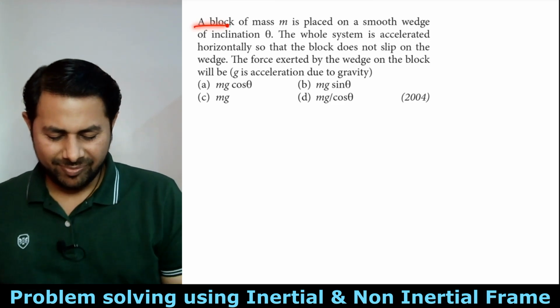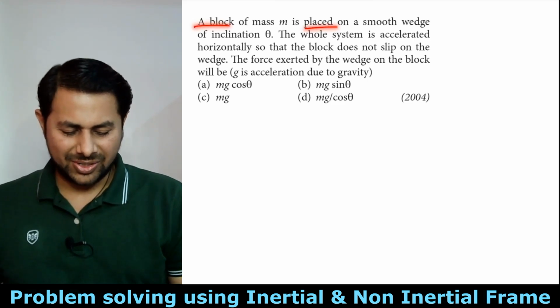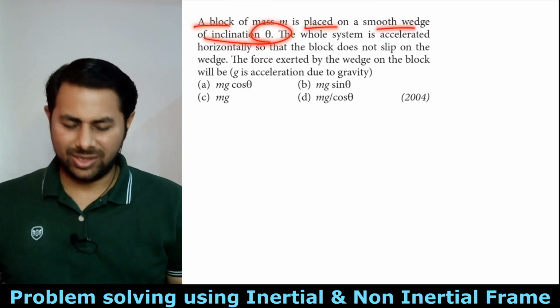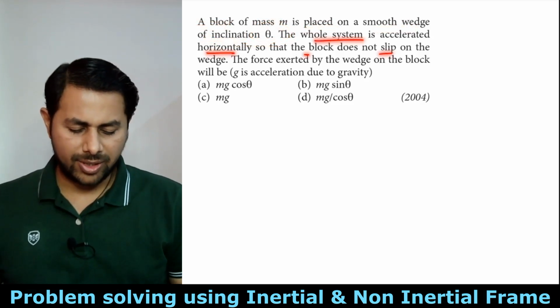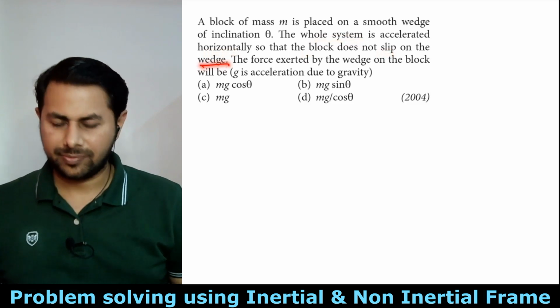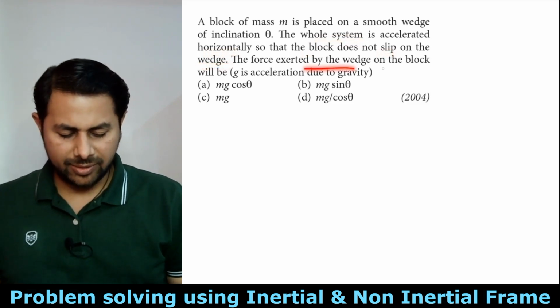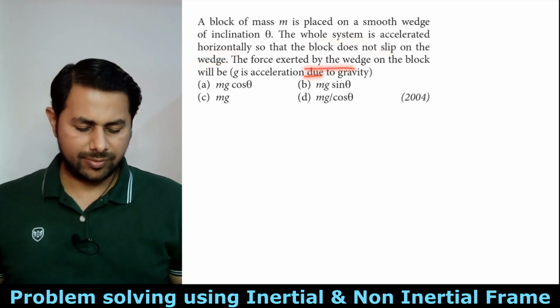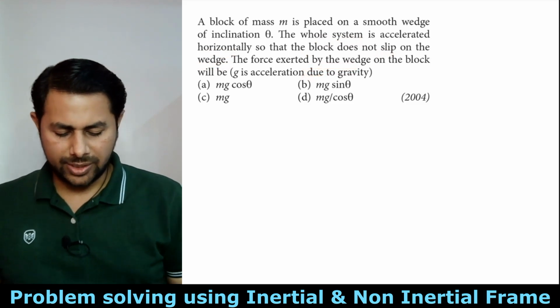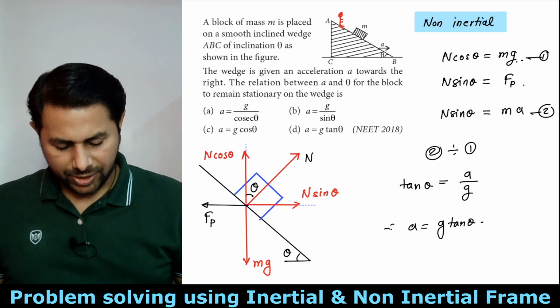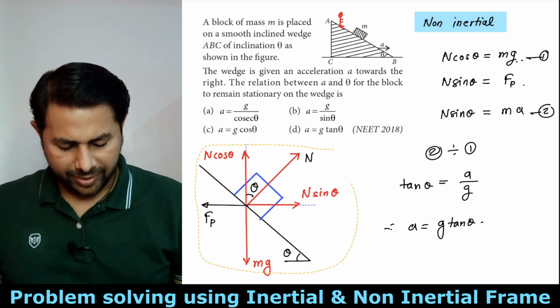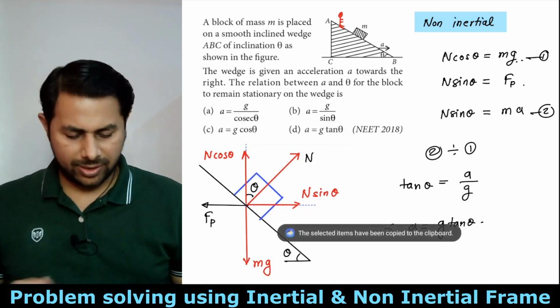Let's see the next one. A block of mass m is placed on a smooth wedge of inclination theta. The whole system is accelerated horizontally so that the block does not slip on the wedge. The force exerted by the wedge on the block will be, okay, tell me. Force exerted by the wedge means they are asking about the normal reaction. So it's the same thing. They have not given the diagram in this one.